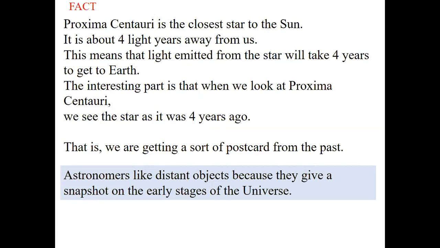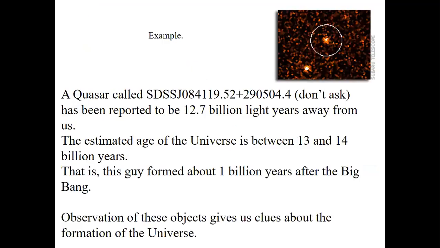So imagine Proxima Centauri, the closest star to our sun. It is about 4 light years away from us. So this means that light emitted from the star will take about 4 years to reach Earth. So now you're seeing a star as it was 4 years ago. You're basically looking at an old picture of the sky, right? So the light traveling is giving us an idea about the age of the universe. So astronomers like distant objects because they give a snapshot of the early stage of the universe.